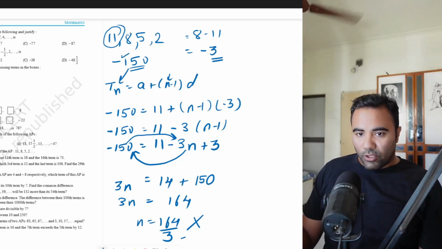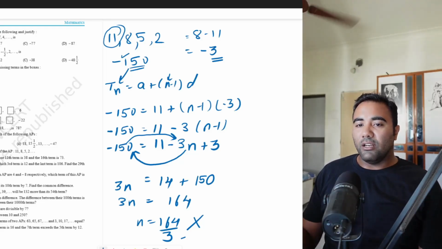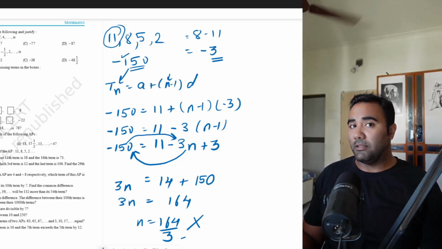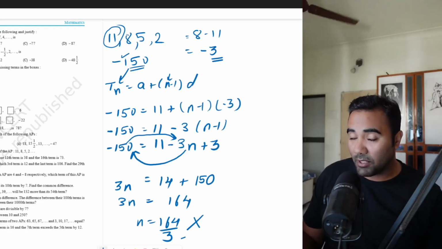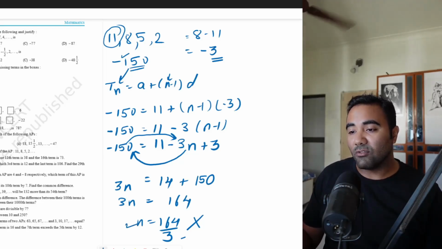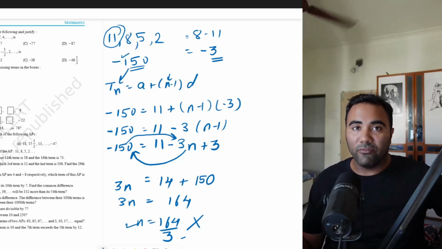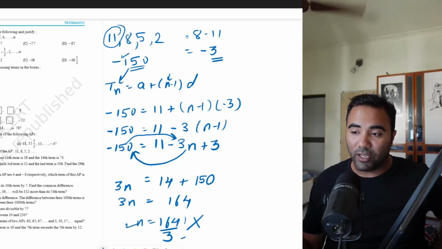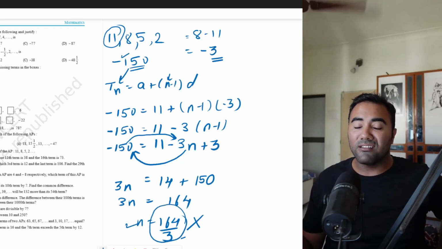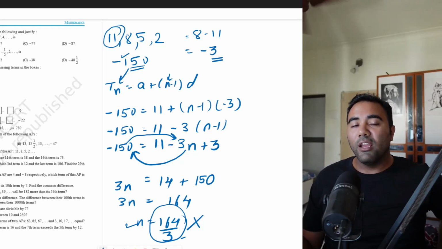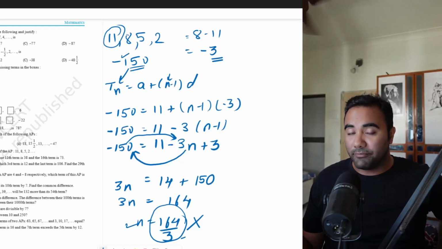So the conclusion that we can draw from that result is that minus 150 is not a term of this AP. If it were a term of this AP, you would get a perfect answer over here, let's say 50th term, 51st term. So you'll get a perfect number. But since this is a fraction, it cannot be a position in an AP. Okay, there is a distinction.